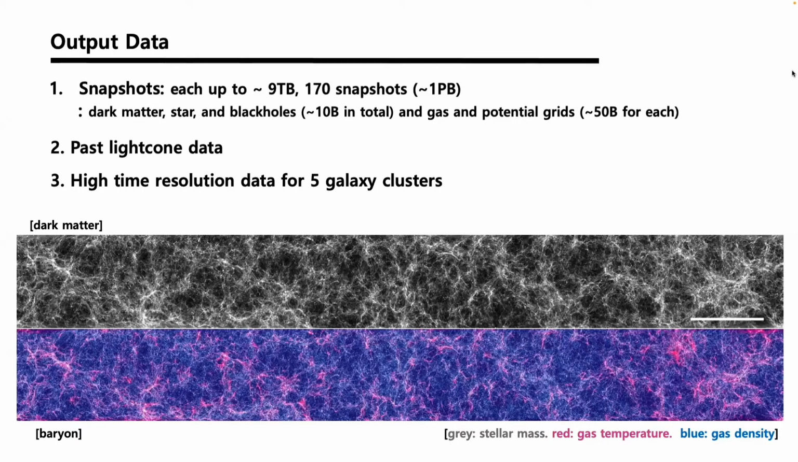Okay, so there are a few outputs. We have 170 snapshots of the whole simulation data, including dark matter particles, stars, black holes, gas and gravitational potential. And we have also passive Lycon data and some high time resolution data for 5 pre-selected galaxy clusters. These two plots show the dark matter distribution and the stars and gas distribution.